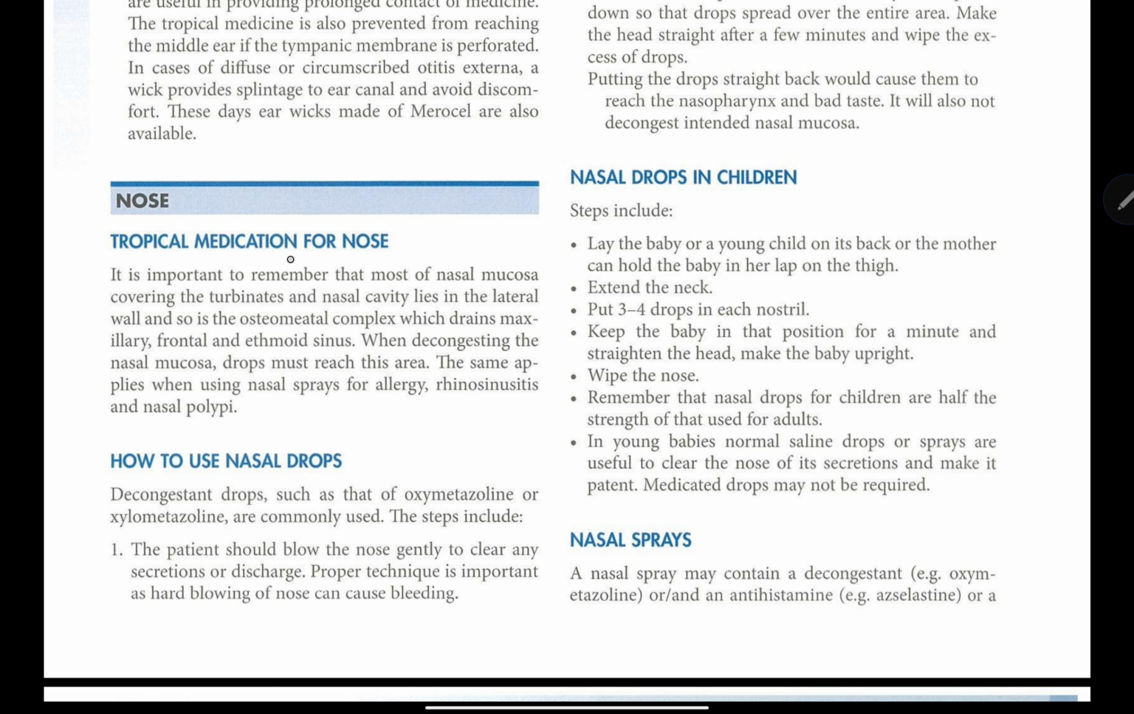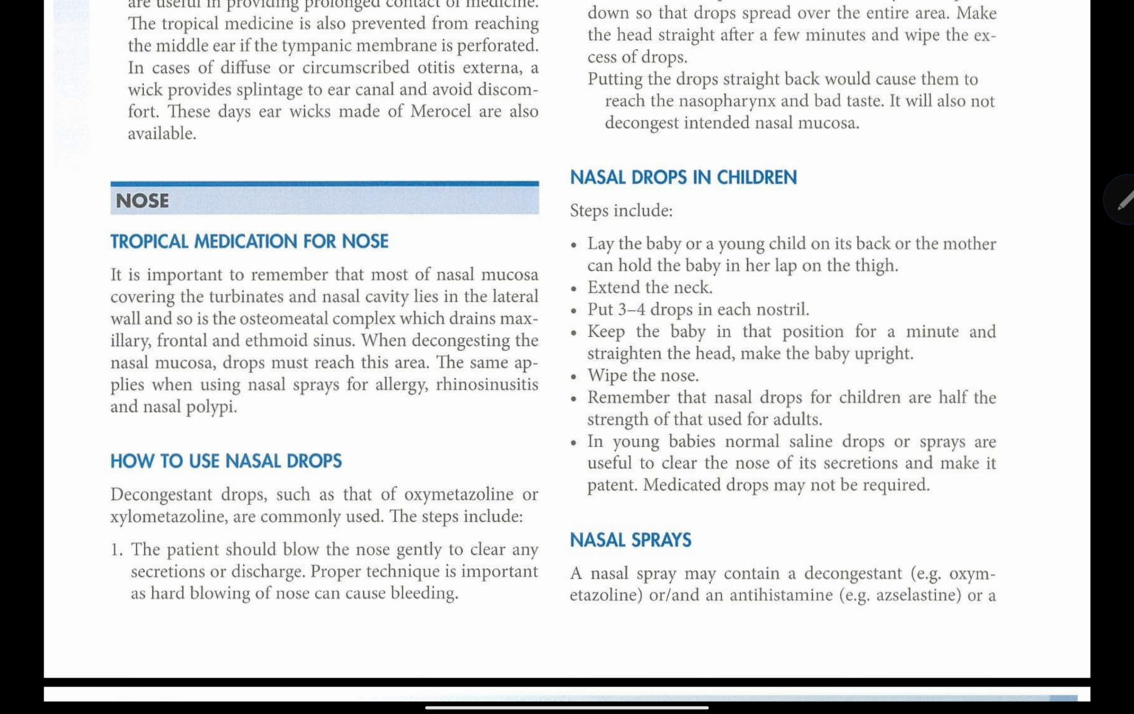Nose. Topical medication for the nose. It is important to remember that most of the nasal mucosa covering the turbinates and nasal cavity lies on the lateral wall, and so there is the osteomeatal complex which drains the maxillary, frontal, and ethmoidal sinuses. When decongesting the nasal mucosa, drops must reach this area. The same applies when using nasal sprays for allergy, rhinosinusitis, and nasal polypi.